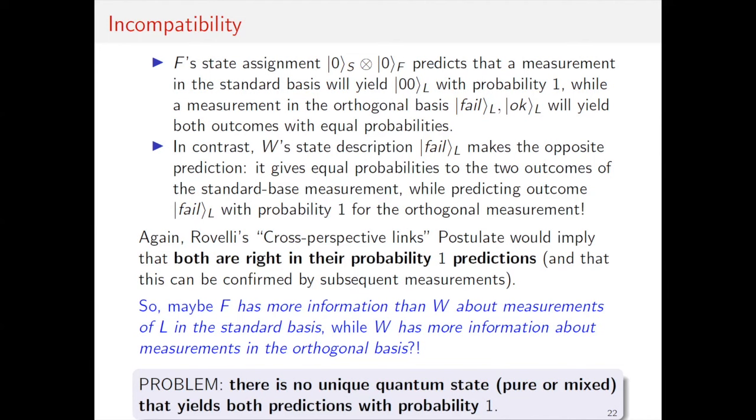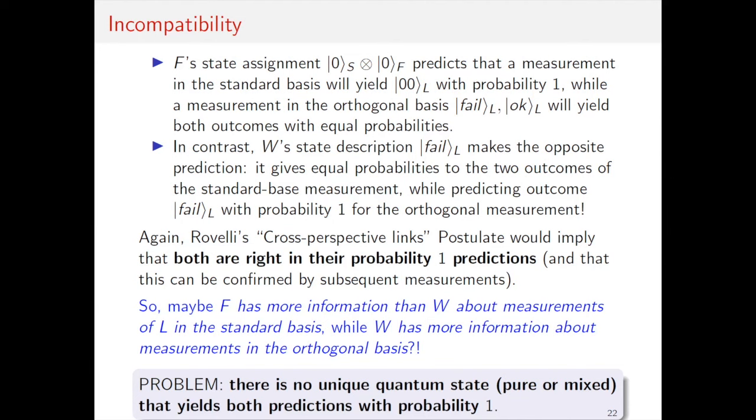Right? So while in a measurement in the orthogonal basis, he can rotate and choose this basis. If he measures the state of the system in this basis, he will get both outcomes with equal probability: probability half for fail, half for okay. Wigner describes the system to be in fail, and so he makes total opposite predictions. He gives equal probabilities to the two outcomes in the basis 0, 0, 1, 1. He gives probability 1 to fail when he measures in the basis fail. Okay, right? So you get total opposite contradictions.